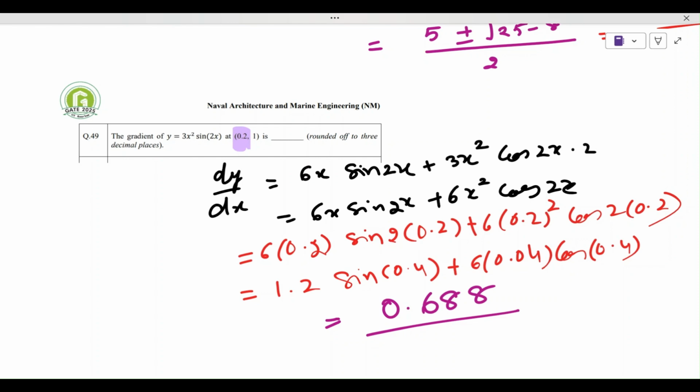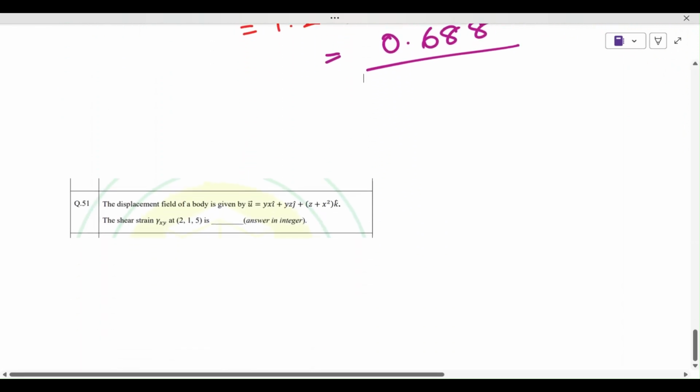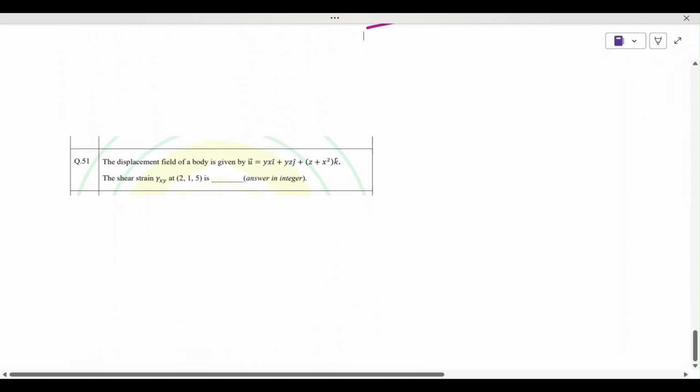Now the last question of this video is, the displacement field of a body is given by u vector = yx i cap plus yz j cap plus (z plus x squared) k cap. We are going to find the shear strain at the point (2, 1, 5). What is a shear strain?